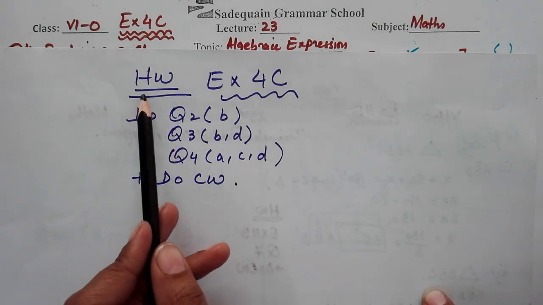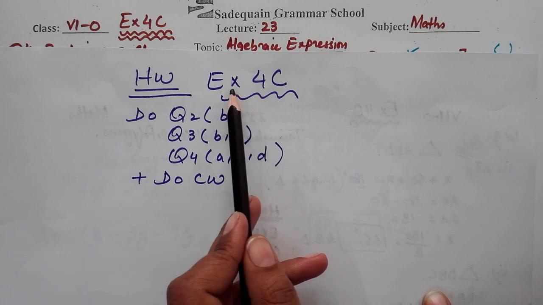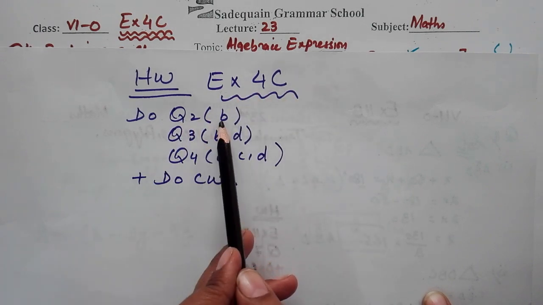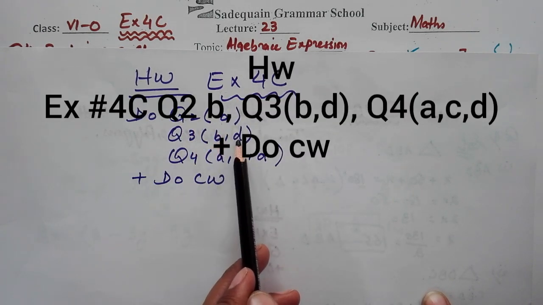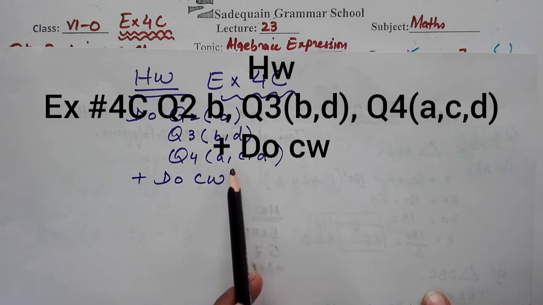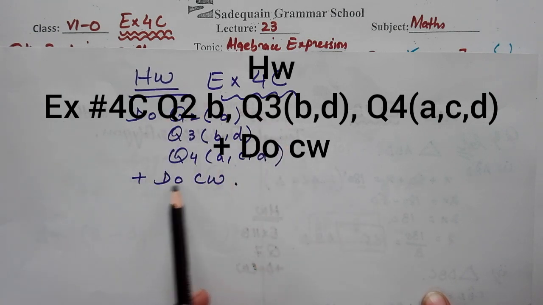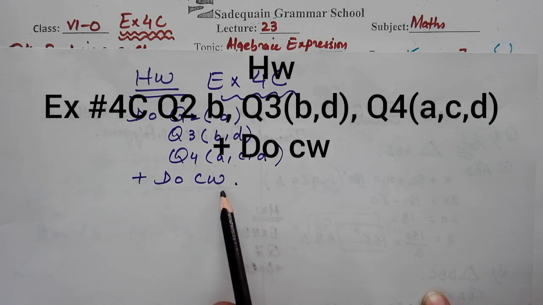Now it's time for the homework, beta. In homework, what you have to do? You have to do exercise 4C, question number 2, part B only, question number 3, part B and D, and question number 4, all of the rest of the parts left in that question, which is a factorization question. Along with this homework, you have to do the CW of today's lecture, and that is all for today's lecture. Thank you so much.